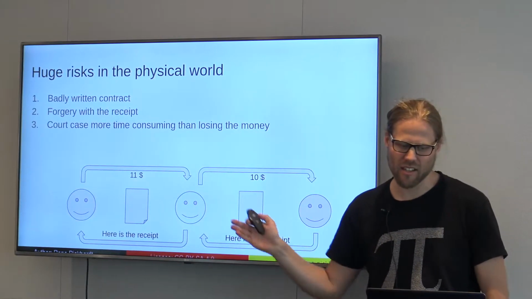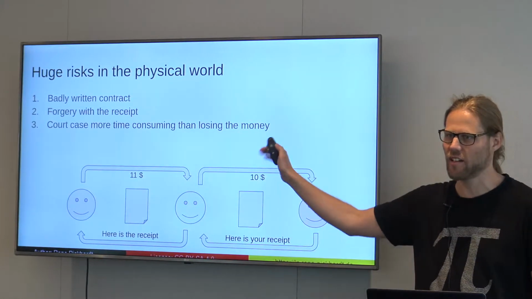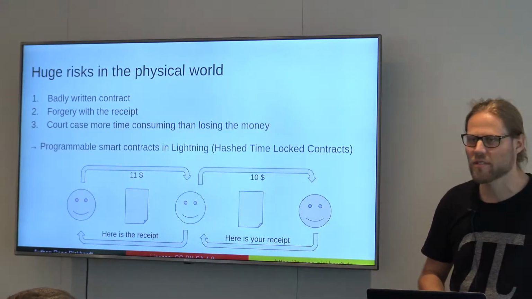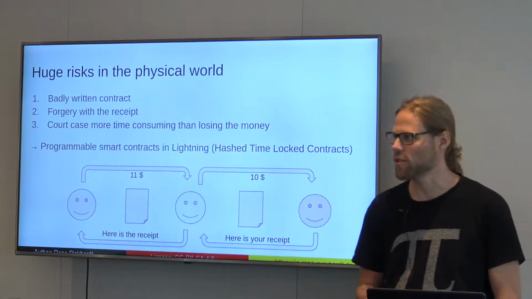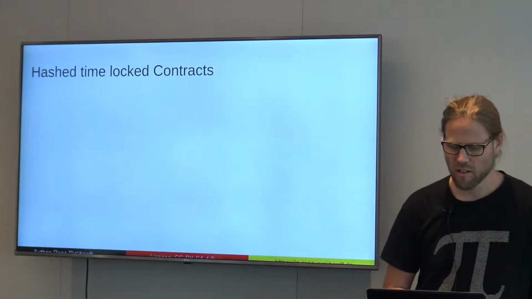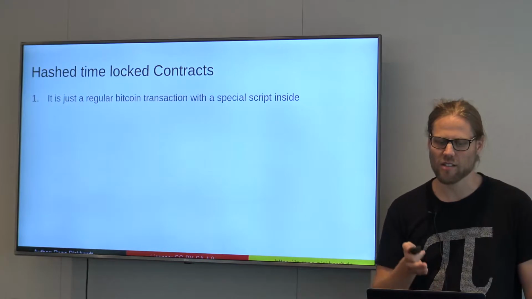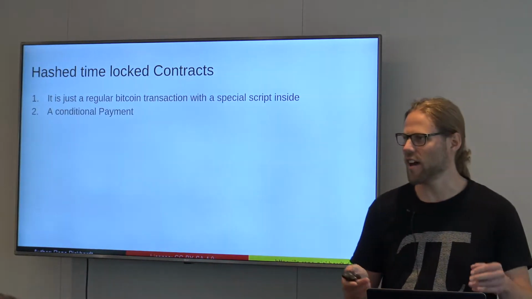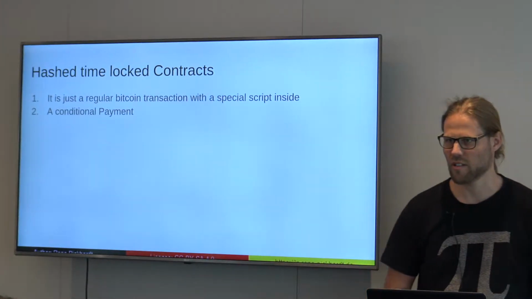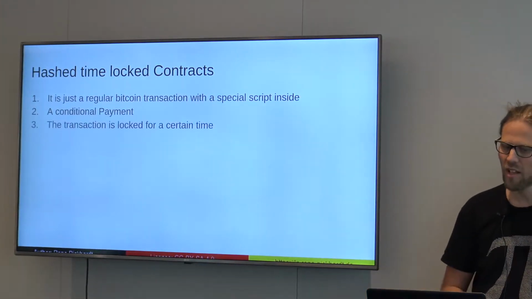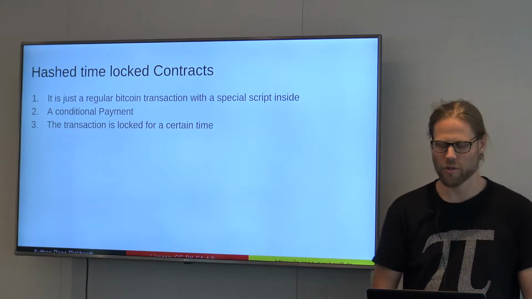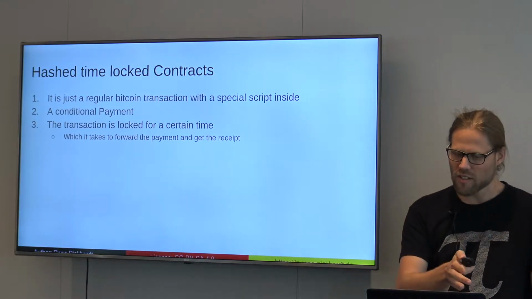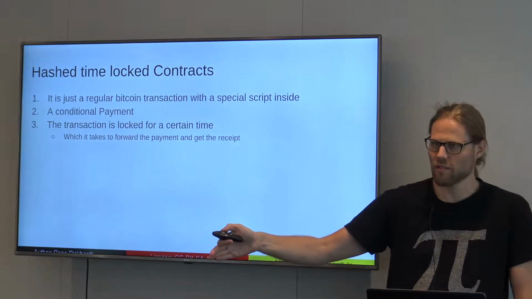Right. So as I'm saying, in the real world, this kind of indirect payment process comes with a huge risk. I would argue that with programmable smart contracts on Lightning, with hash time-locked contracts, this is going to be much better. So what are hash time-locked contracts? Well, it's just a regular Bitcoin transaction with a special script inside. And this special script I usually refer to as a conditional payment. I mean, there's a time lock too, but it's a conditional payment. And the transaction is locked for a certain amount of time. This is the amount of time it takes to forward the payment and get the receipt.